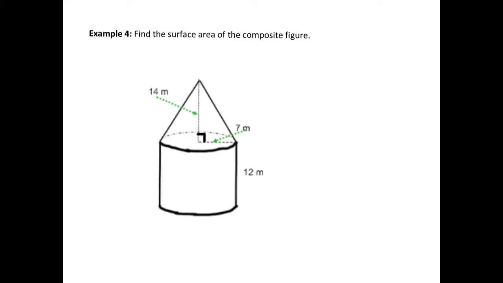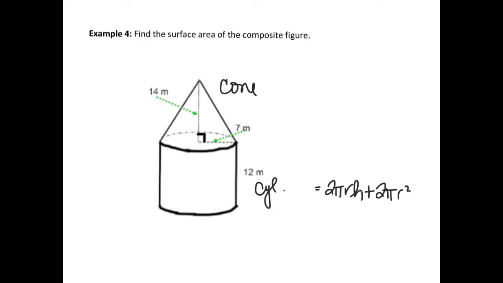So here I have a composite figure, and I want to talk about what two shapes I have. I have a cone stacked on top of a cylinder. So I need to find the surface area. So I'm going to write the formulas. First of all, the surface area of a cylinder, 2 pi r h plus 2 pi r squared. So that's not the lateral area. That's going to be the whole surface area.